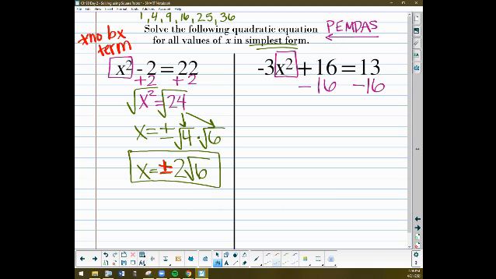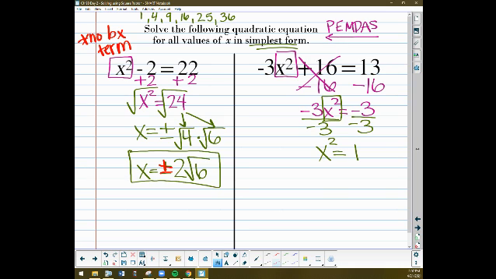Now I know that those cancel out, so what I have left over here is negative 3x squared, and that's equal to negative 3. Again, I'm still trying to get this x squared part all by itself before I do anything else. So I'm going to divide by negative 3 on both sides, and I get x squared is equal to positive 1. So negative 3 divided by negative 3 is positive 1.